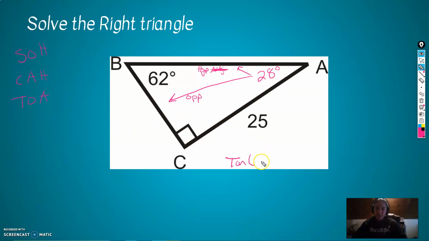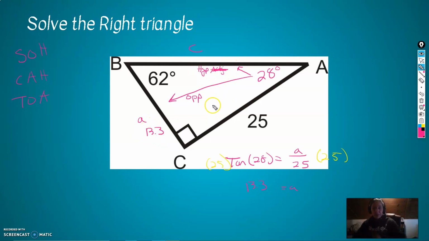So tangent of 28 is equal to opposite, which we'll call A, over adjacent, which is 25. So I'm going to multiply both sides by 25. A will be equal to 25 times tangent of 28, and that's going to be 13.3. So little a, this side, is 13.3.